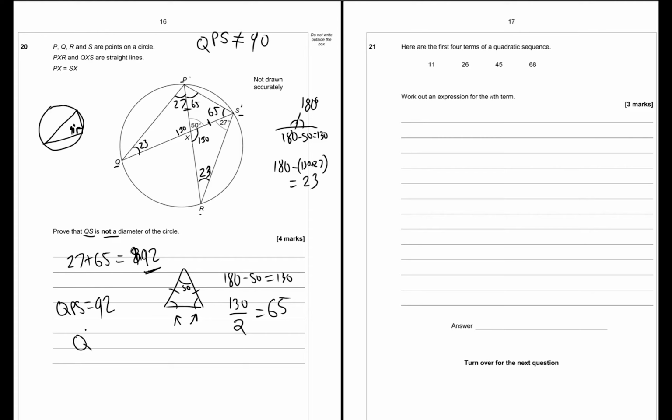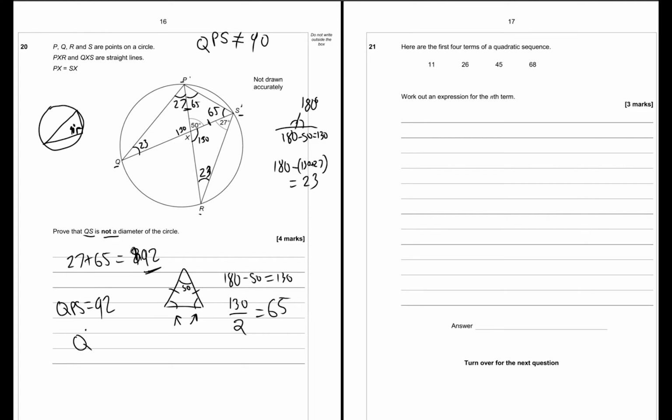So 11 to 26, how do we get there? You've got to add 15. 26 to 45, how do we get there? You've got to add 19. 45 to 68, how do we get there? You've got to add 23. So that's the first difference. So what's the second difference? To get from 15 to 19, you're adding 4. To get from 19 to 23, you're adding 4. So the second difference is 4. So let's write that down.